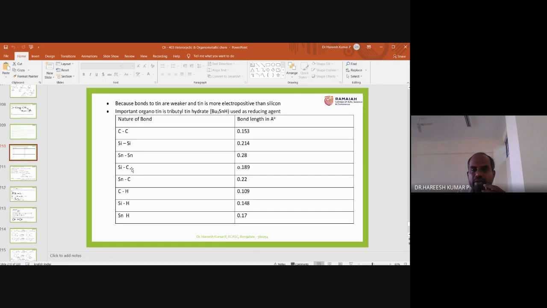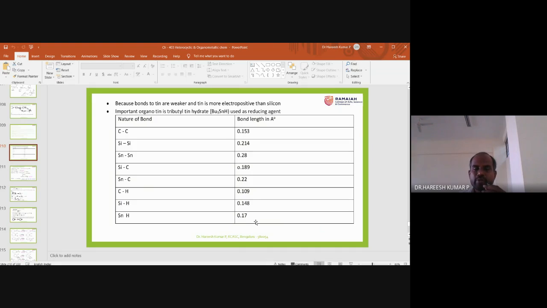The silicon-carbon bond length is 0.18. Tin-carbon is 0.22. Carbon-hydrogen 0.10, silicon-hydrogen 0.14, and tin-hydrogen is 0.17. So this is about bond length. And with this, I will go to the next slide.